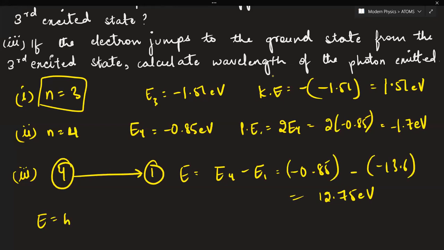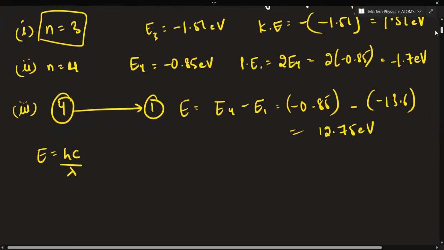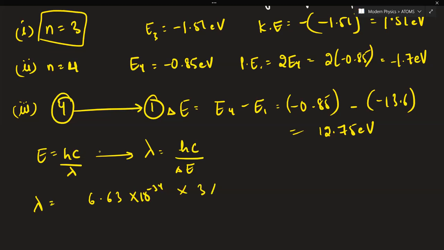Now you know energy is hc by lambda. So wavelength will be simply lambda is equal to hc by the energy difference that is coming. So lambda is hc: 6.63 into 10 to the power minus 34, c, the speed of light, 3 into 10 to the power 8 meter per second, and the change in energy, that is this term, 12.75 electron volts.